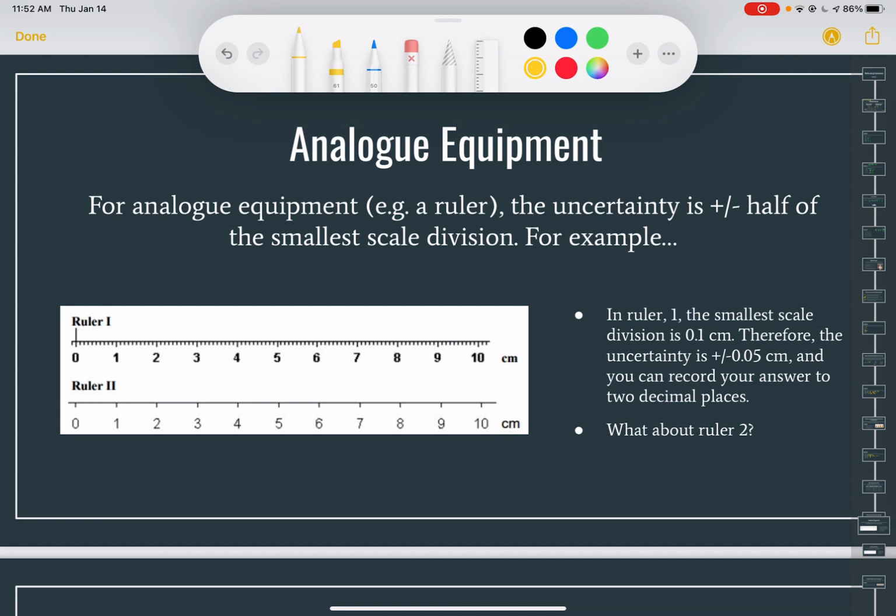So what about the second ruler here? What's our smallest measurement? Well, our smallest measurement here is 1 centimeter. So we can do our uncertainty to half of that. So it would be half of a centimeter. So that would mean that we could only do it to 1 decimal place.